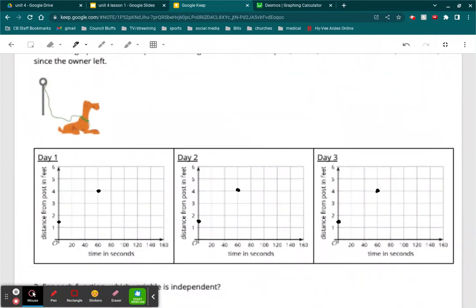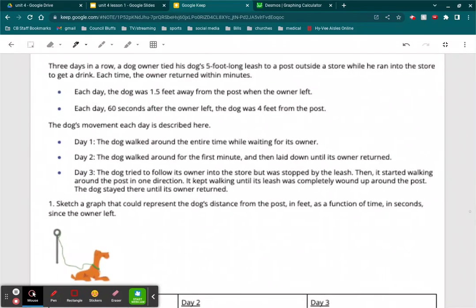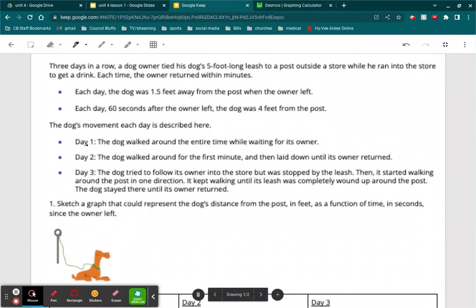So we know the dog is 1.5 feet away at the time that the owner leaves, and we know that the dog is 4 feet away 60 seconds later. What happens in between and what happens after is going to be different for each day. So let's take a look at day 1. So day 1, the dog walked around the entire time while waiting for the owner.